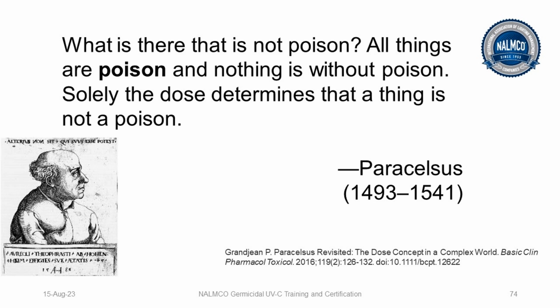Lastly, from the standpoint of UVC dose, we want to make sure that we understand what Paracelsus told us way back in the late 1400s. What is there that is not a poison? All things are poison, and nothing is without poison. Solely the dose determines that a thing is not a poison. And in modern times, this has morphed into everything's a poison, but you can make it a non-poison at a low enough dose or a known dose.